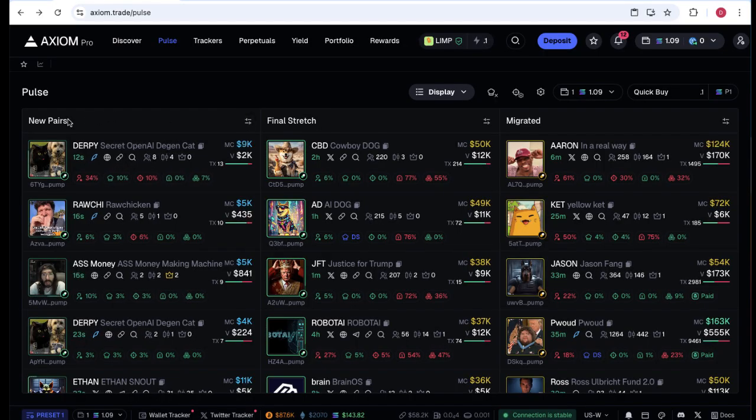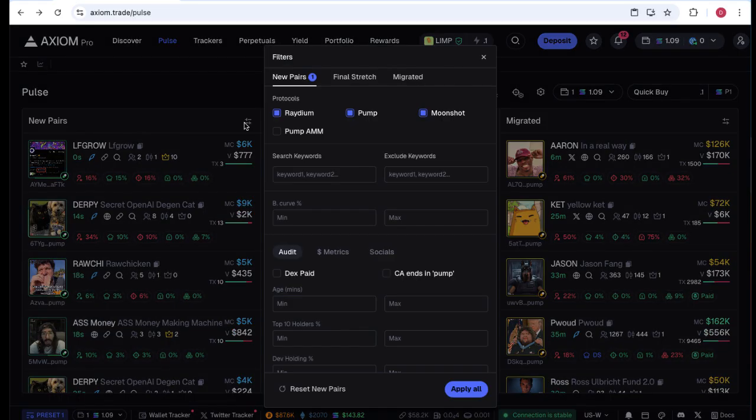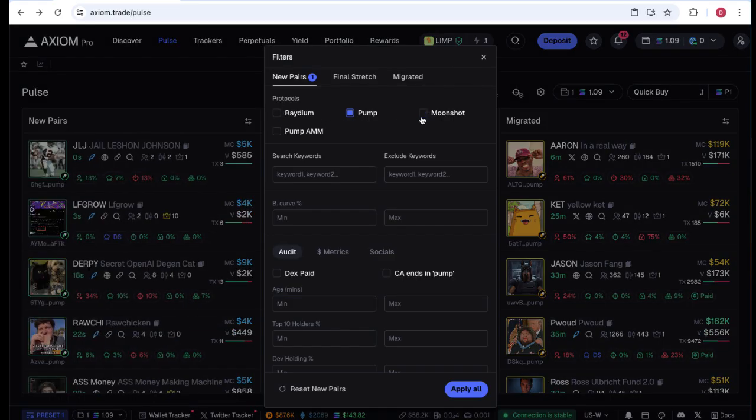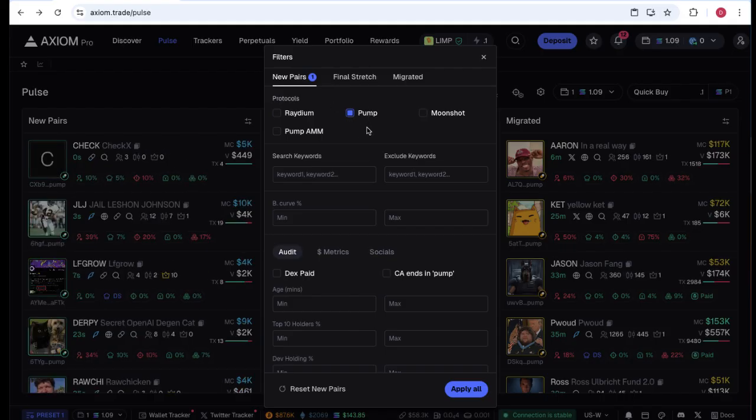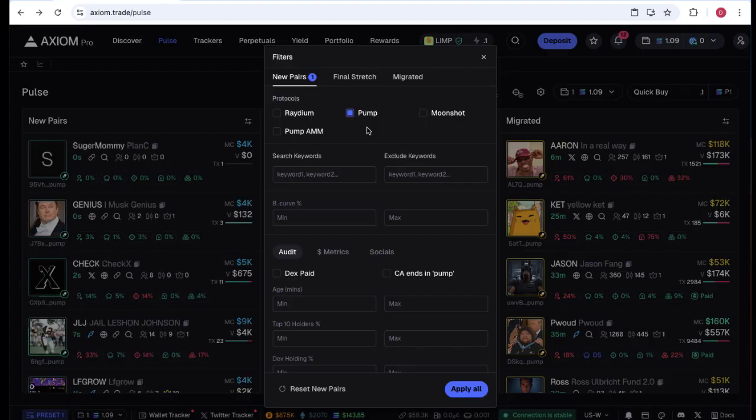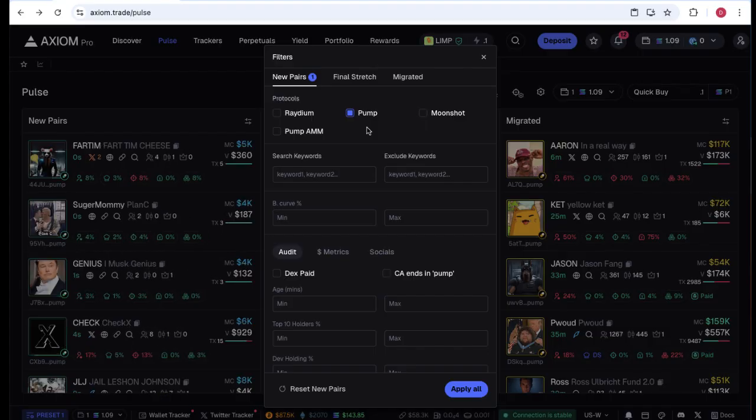Right here on the New Pairs tab, go under filters. I deselect Raydium, I deselect Moonshot. I'm only focused on investing into Pump.fun tokens. Pump.fun is where the volume is at, it's where the money is at, so that's where we're going to be sniping our tokens. We're not going to chase the money, we're going to sit there as snipers and wait for it to come to us.